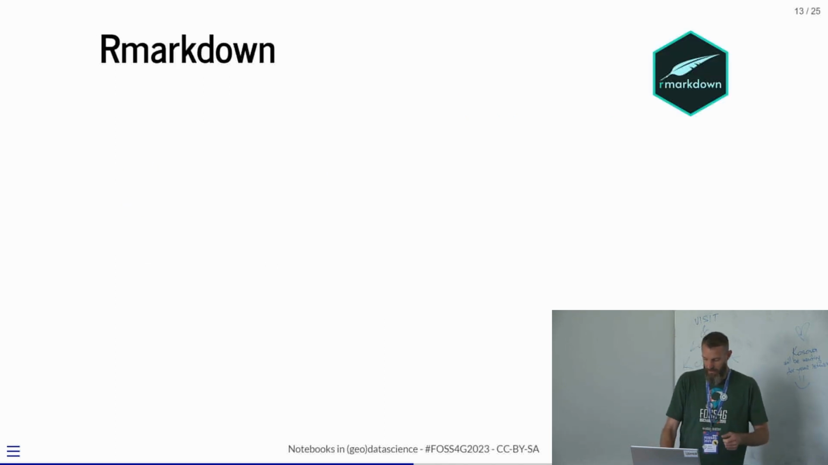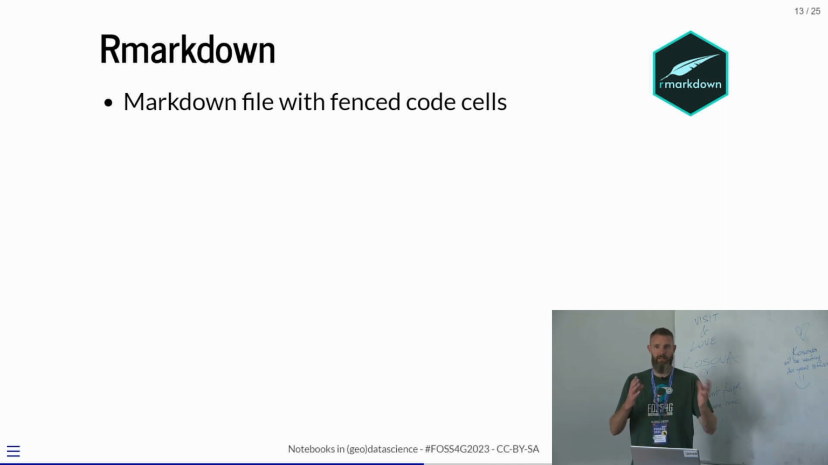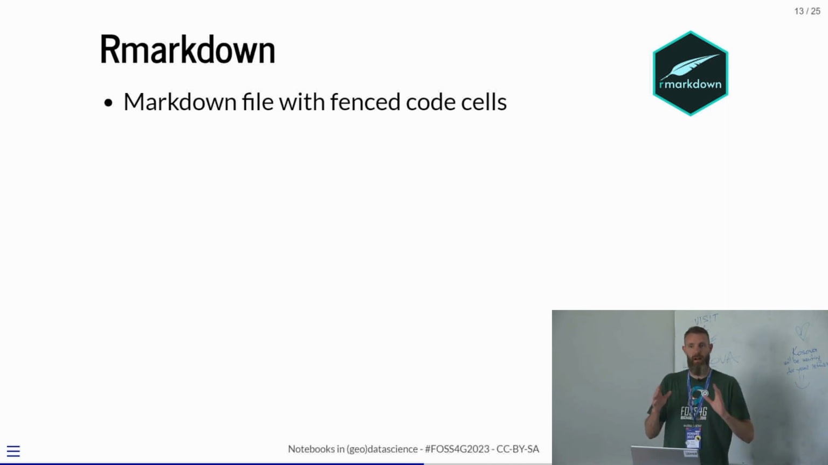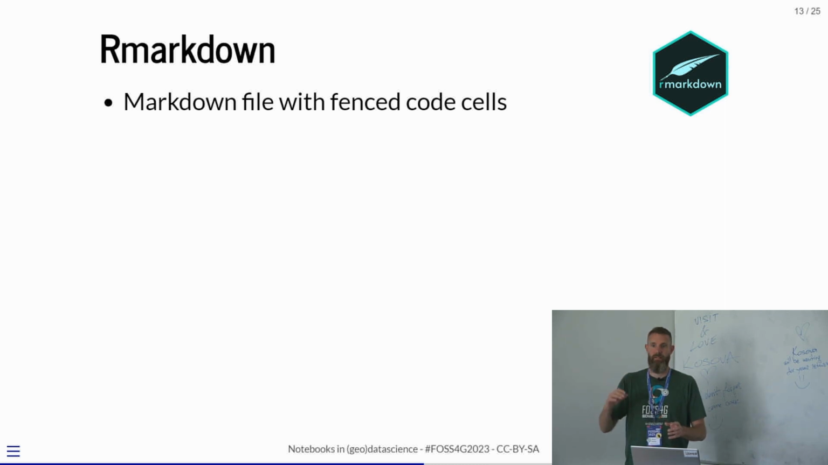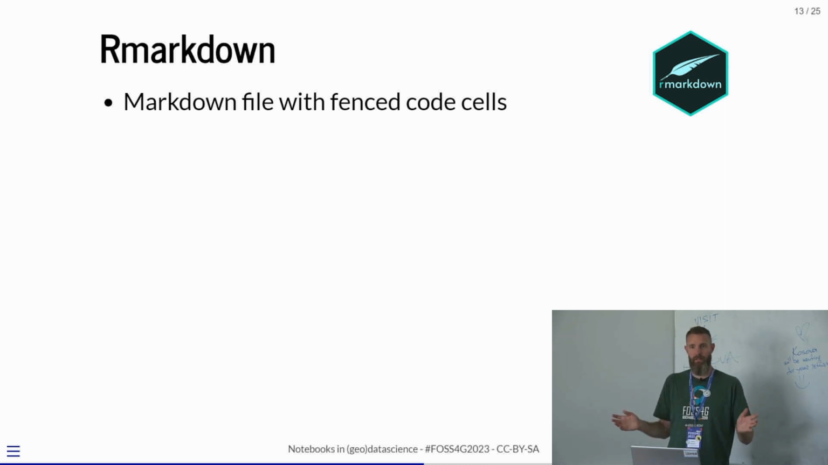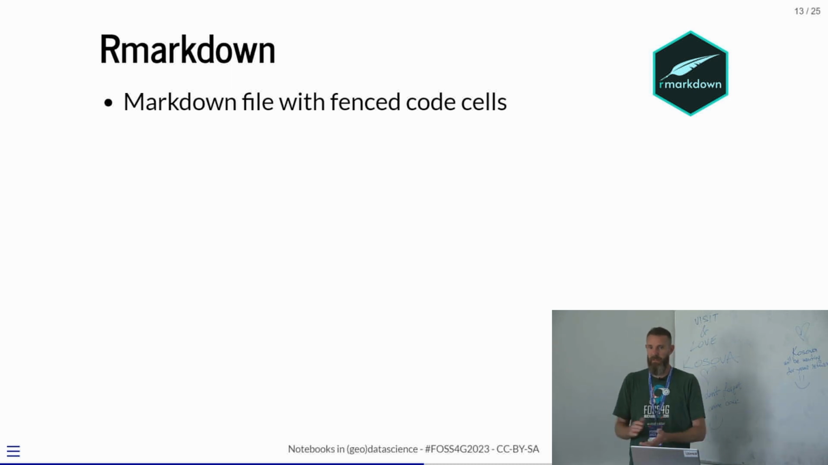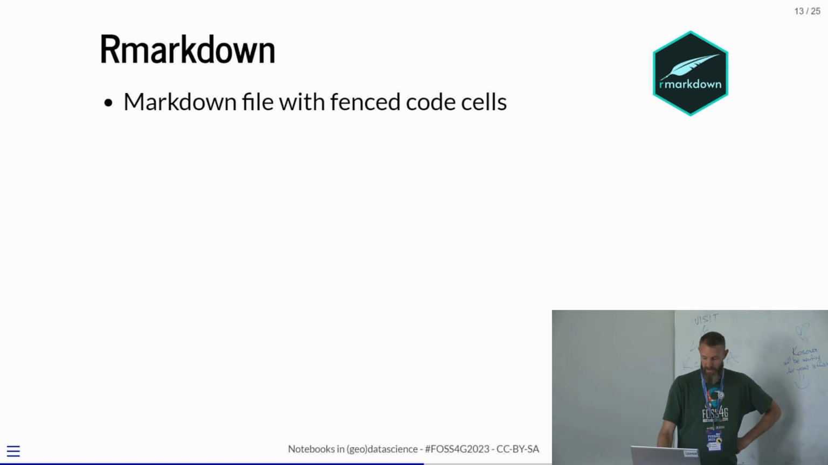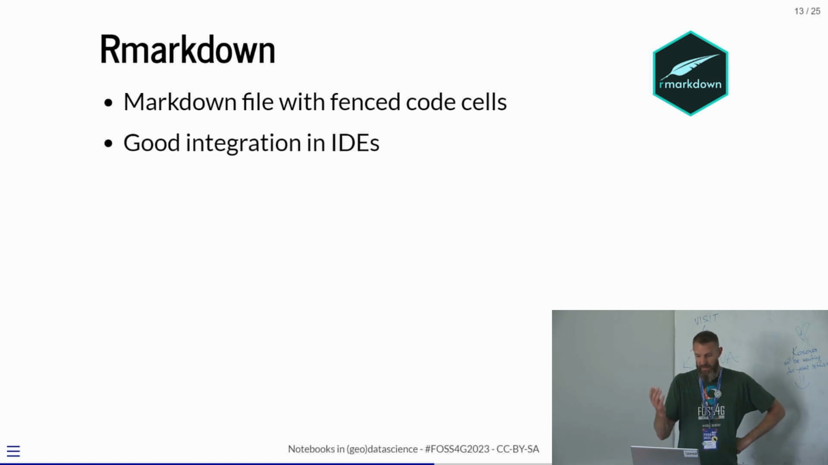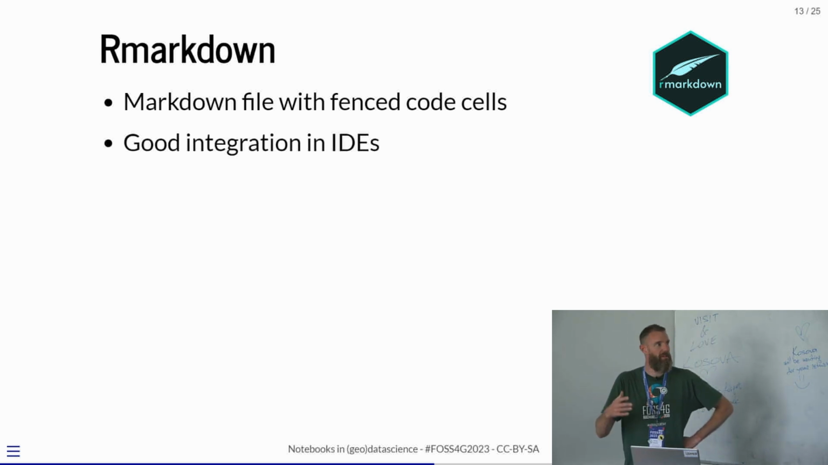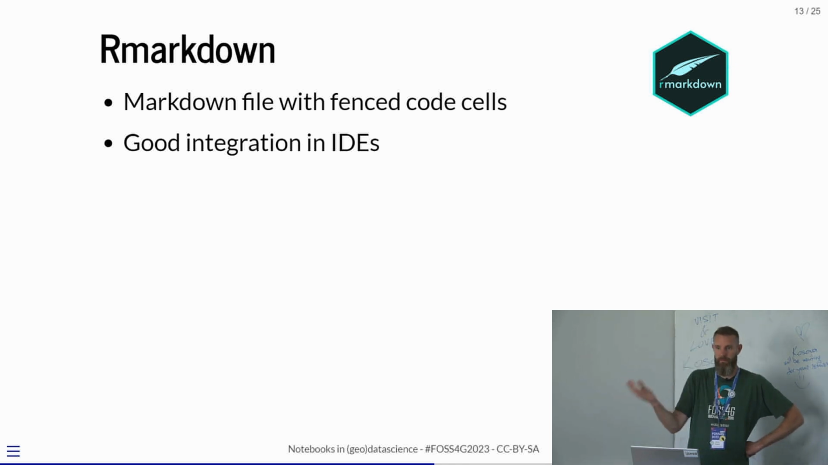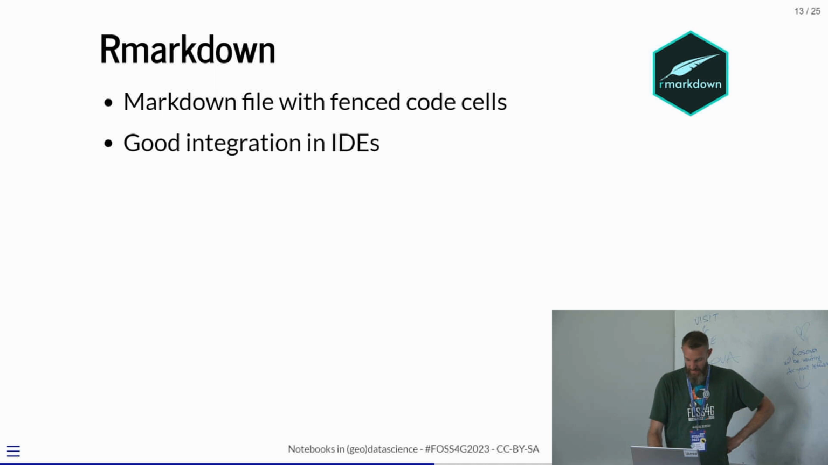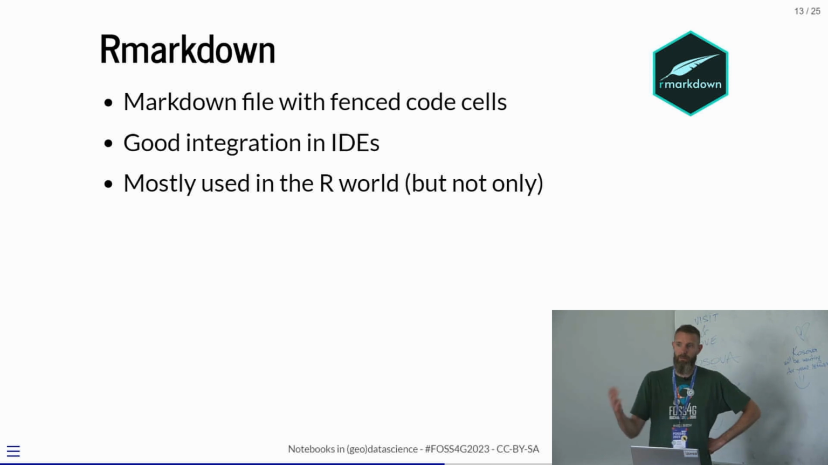Let's speak about R Markdown. It's not a JSON file. From the beginning, it's a Markdown file with code cells in it. So you can edit it with any text editor you want. It might be Vi or Emacs or whatever, or even Notepad from Windows. It should be okay. It has great integration in IDEs, especially in RStudio, because it's the same company that builds R Markdown and RStudio, so they make sure everything works well. It's mostly used in the R world, but not only.